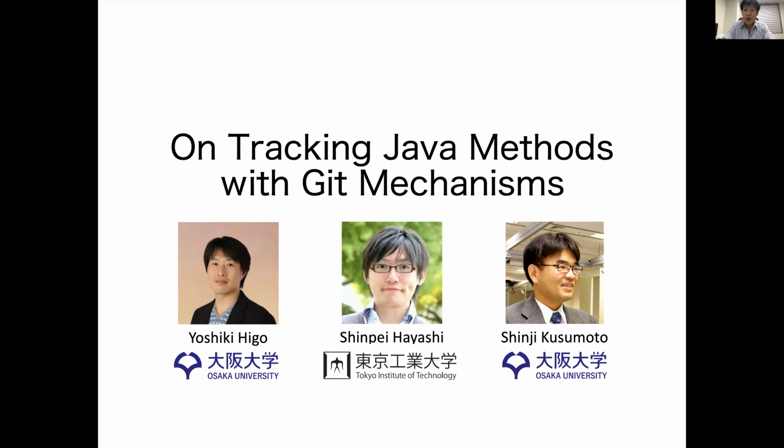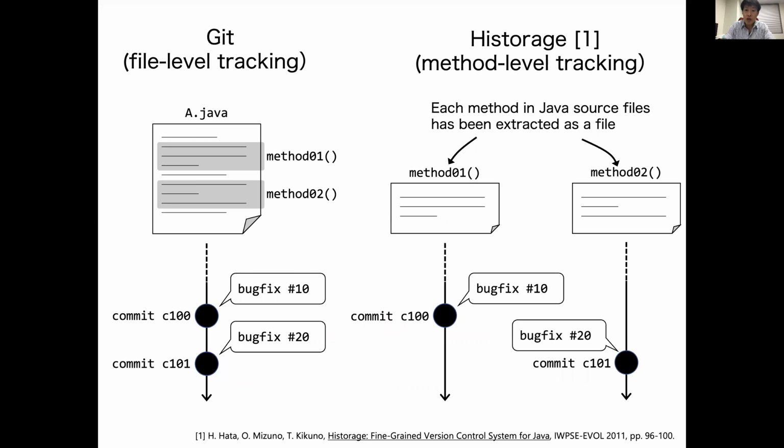In this video, I will provide a short introduction of our JSS paper entitled "On Tracking Java Methods with Git Mechanisms." First of all, I will talk about the difference between file tracking and method tracking with Git.